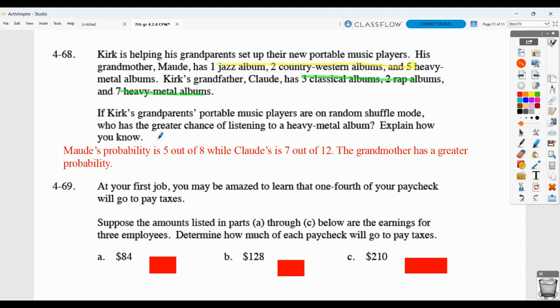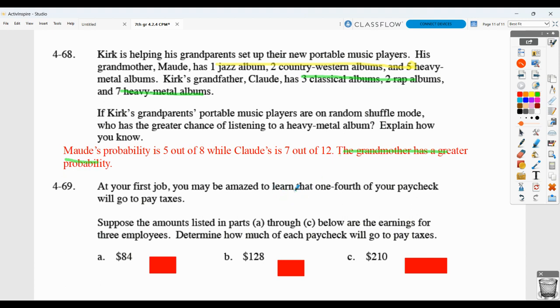So you could divide 5 divided by 8, 7 divided by 12, and see which is greater. You could get a common denominator of 24, but either way you find out that Maud has a greater probability. So again, show your work as to how you knew that Maud's probability was greater than Claude's probability, whether you divided or whether you got a common denominator.